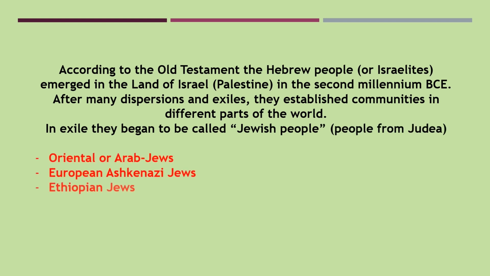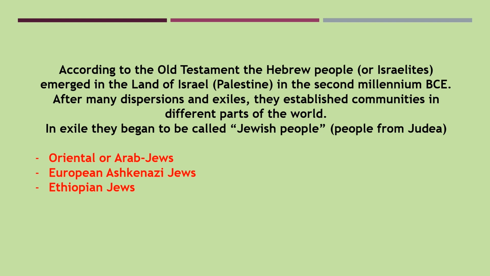So according to the story of the Old Testament, the Hebrew people or the Israelites emerged in what is called the land of Israel or Palestine, as Palestinians define it. And that happened around the second millennium before the Common Era. Now, the Hebrew people experienced many dispersions and exiles because of different imperial occupations, and they established communities in different parts of the world. This is how we found Jews in Spain when the Arabs conquered Spain and established an Islamic caliphate. Only in exile at some point in time, the Hebrew people started to be called Jewish people, which is derived from the word Judea in the land of Israel/Palestine.